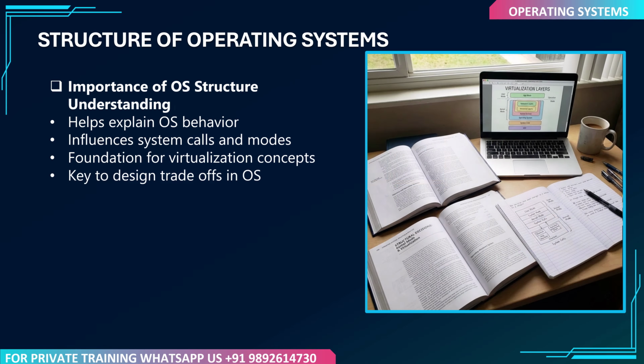As you move forward in this course, especially when you study kernel mode versus user mode, system calls, and virtualization, you will see how these structural decisions affect real operating systems in practice. Understanding these structures now will help you make sense of why operating systems behave the way they do and why certain design choices were made.